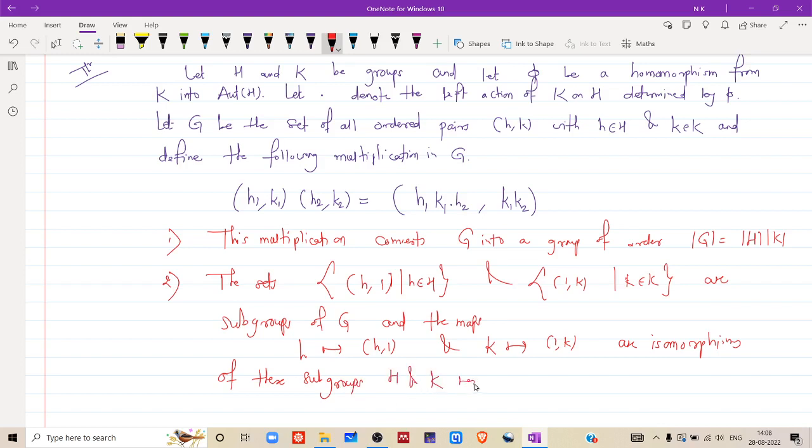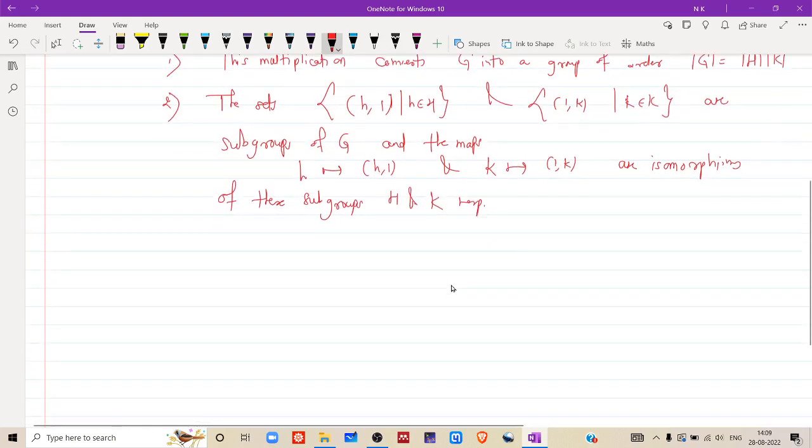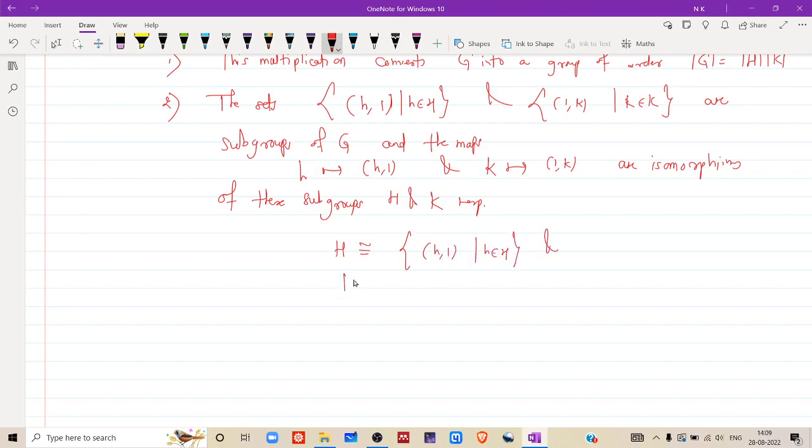That means H is isomorphic to the first set, the set of all ordered pairs (h, 1) where h belongs to H, and K is isomorphic to the second set, the set of all ordered pairs (1, k) where k belongs to capital K. This is the second part.